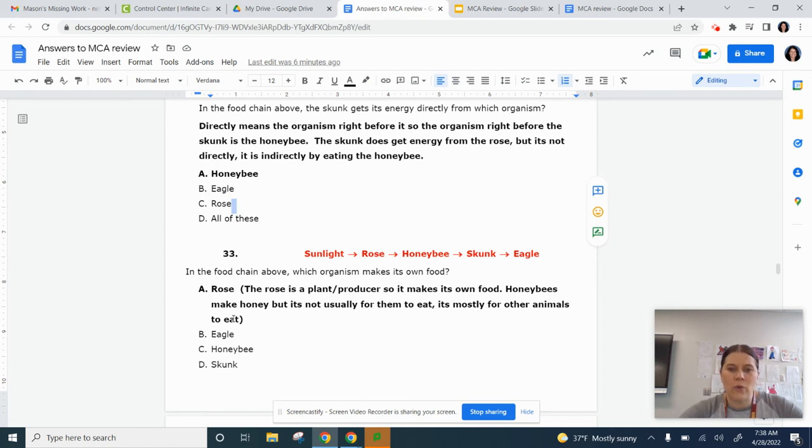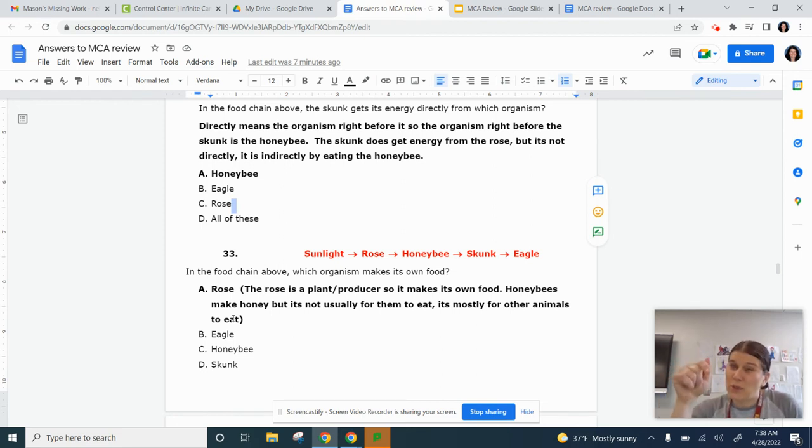For 33, in the food chain above, which organism makes its own food? Now, a lot of you are thinking honeybee because they make honey. While some bees do eat a little bit of the honey, most of the honey is meant for humans or bears or other animals that'll eat honey, right? So this one was kind of tricky. You needed to pick the rose. The rose is a producer, a plant. It makes its own food. Producers, plants make their own food. Oh, we should know that. We talked about that a bazillion times too.